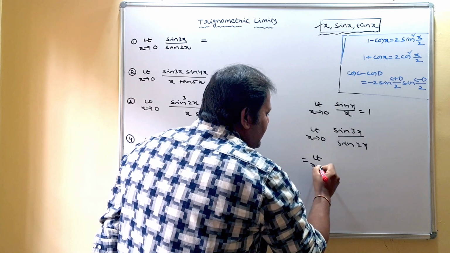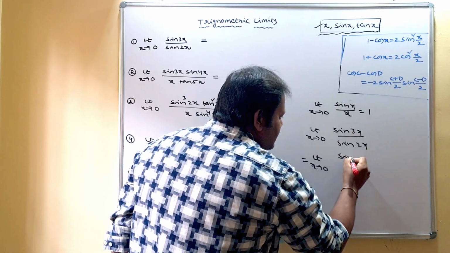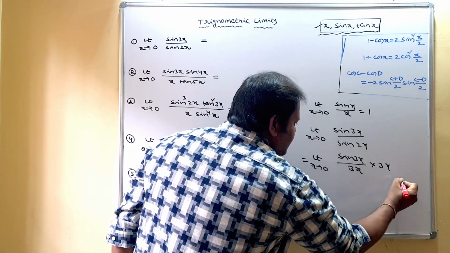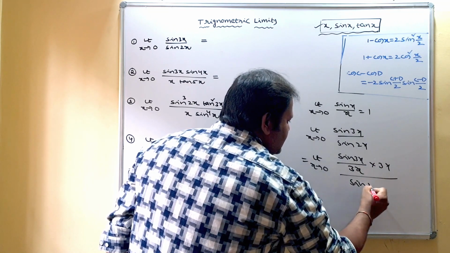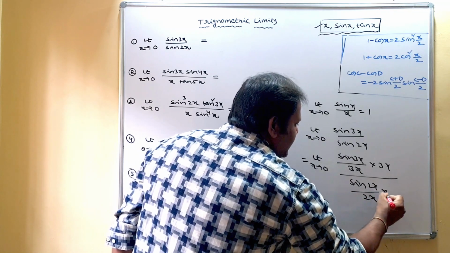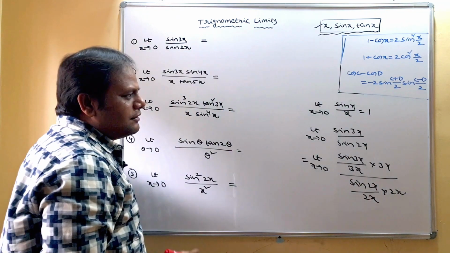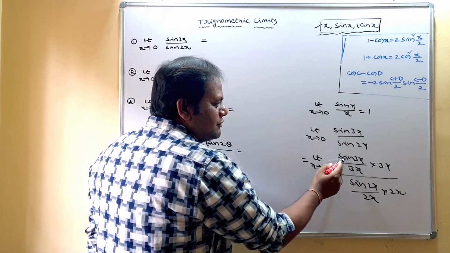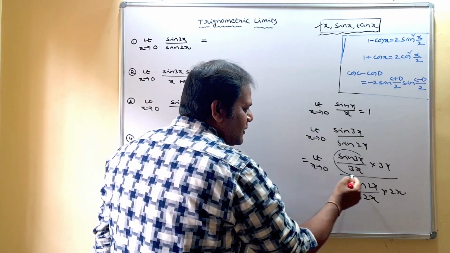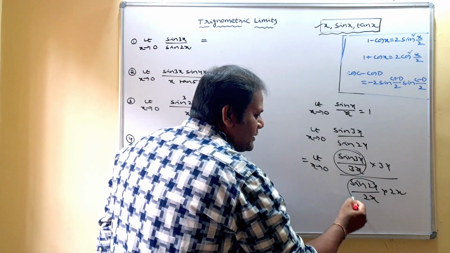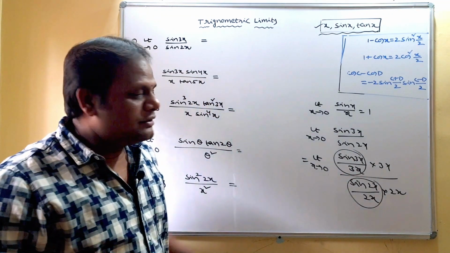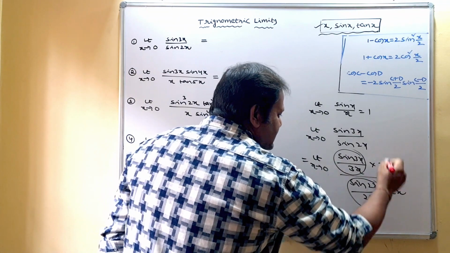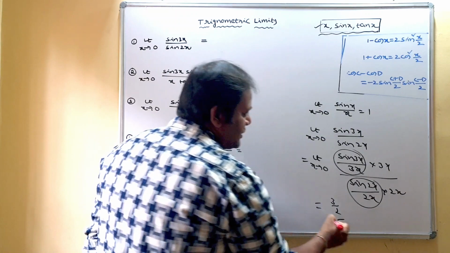We can write the numerator as sin 3x by 3x into 3x, and the denominator as sin 2x by 2x into 2x. Now you observe, is it like limit x tends to 0 sin x by x? Yes, it is 1. This is also like limit x tends to 0 sin x by x, so that is also 1. So what is the answer to this problem? The x gets cancelled. The answer is 3 by 2.